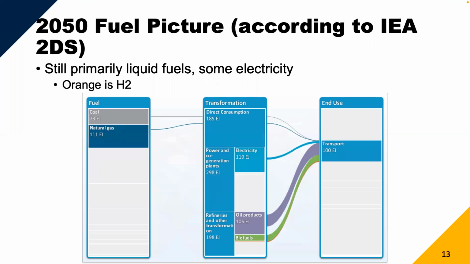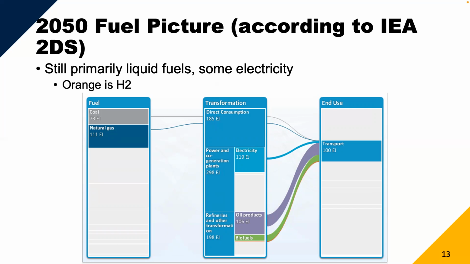And hopefully the idea, so this is just one particular scenario in 2050. This is a projection made by the International Energy Agency, the 2DS scenario. You can see that transport in this particular case, right, there's a larger amount coming from electricity.